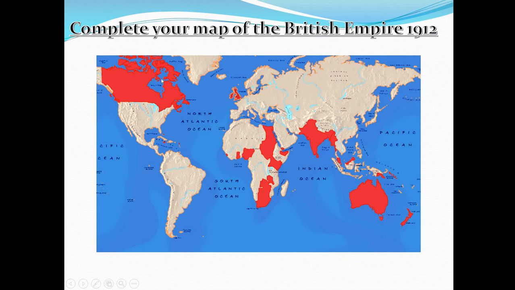So what I want you to do to start with is, here is a map of the British Empire in 1912. I've attached a map to this lesson. What I'd like you to do, if you can print it off, that's brilliant. If not, please don't worry.